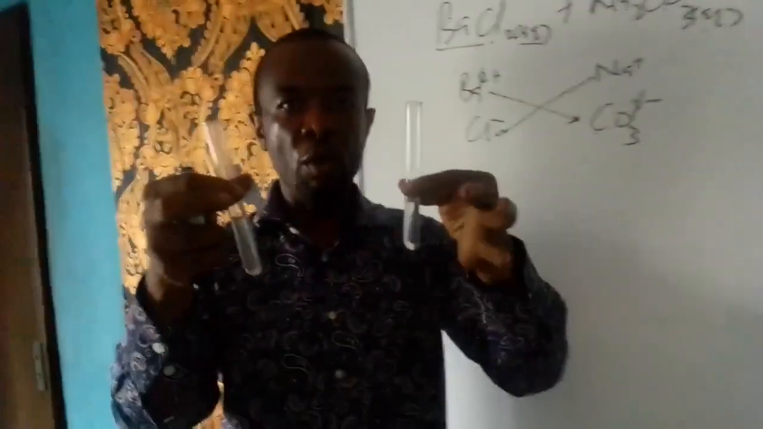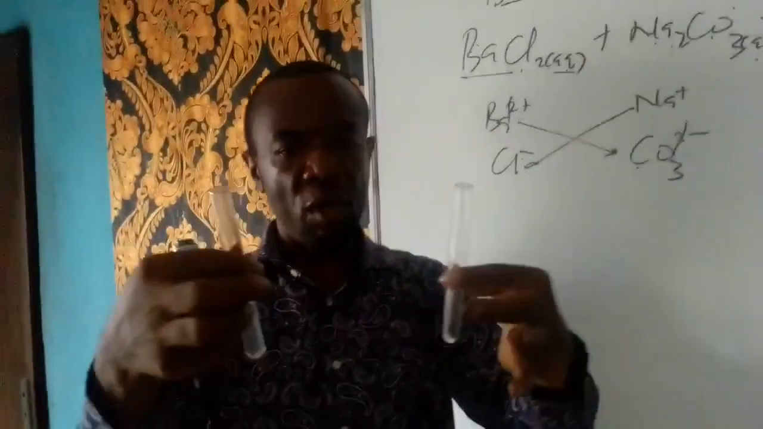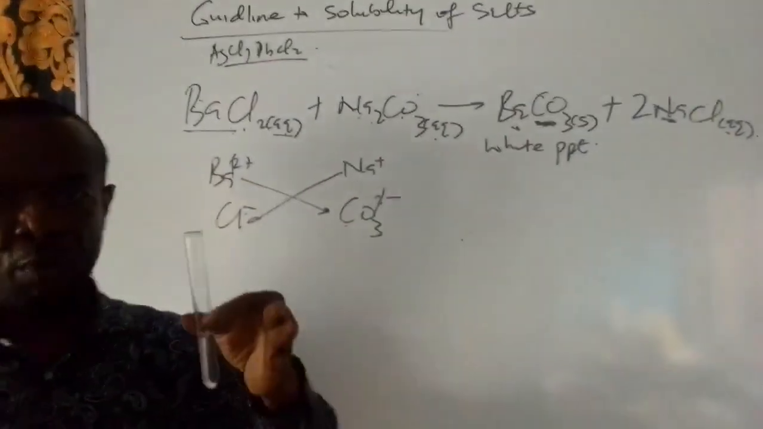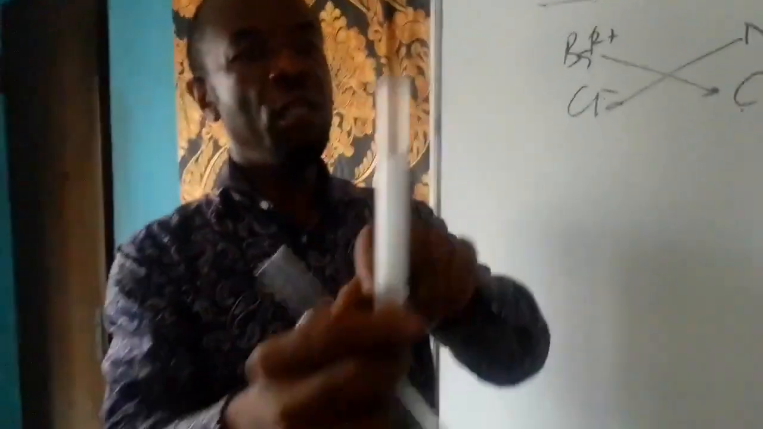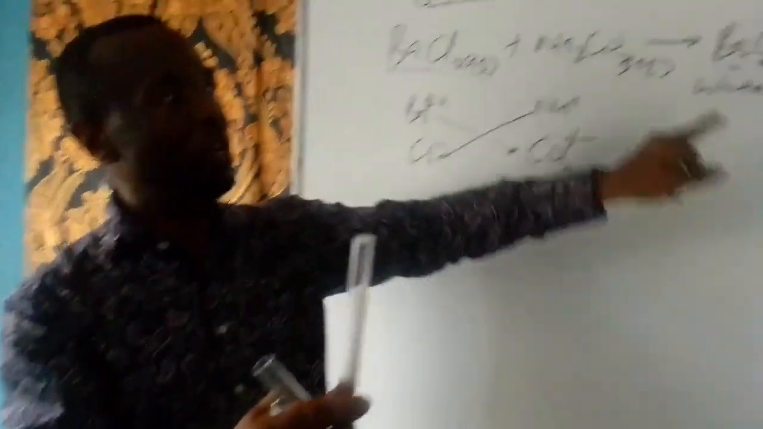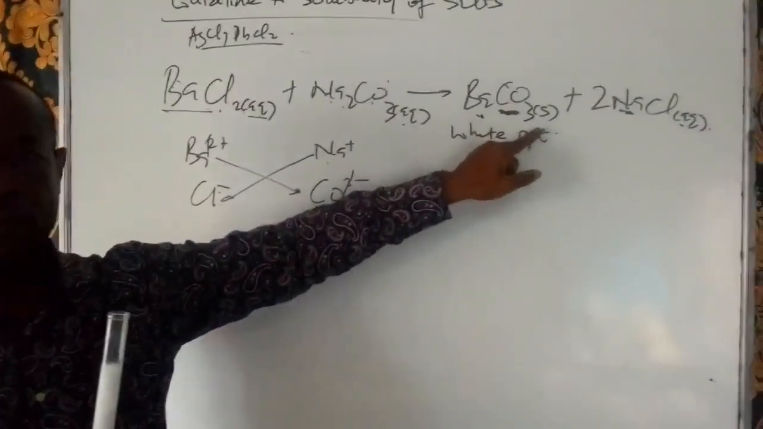So here we are going to mix them together now and see whether what we expect is actually going to happen. I'll mix the two of them together. We can see a white precipitate form. This white solid is barium carbonate produced here.